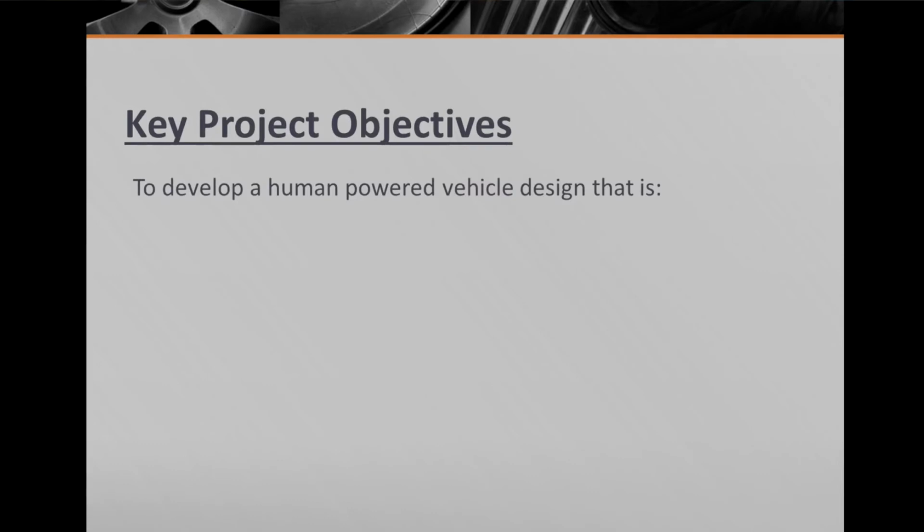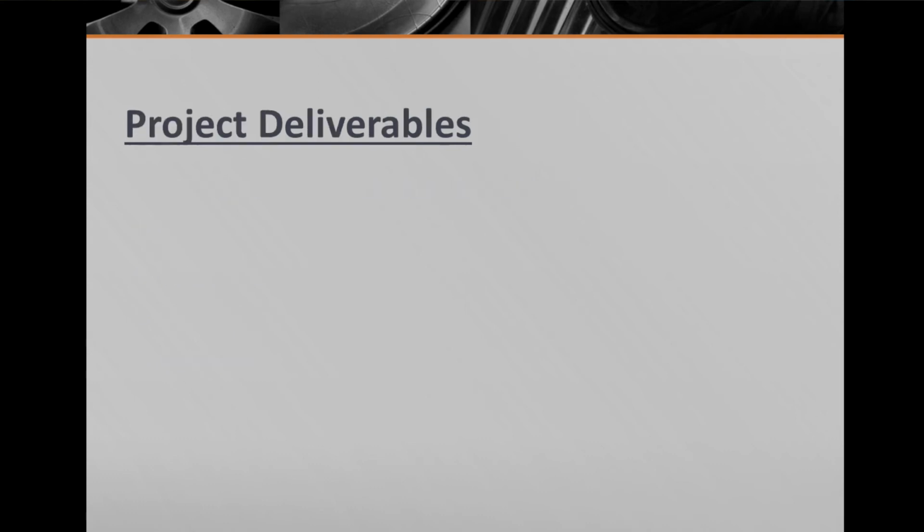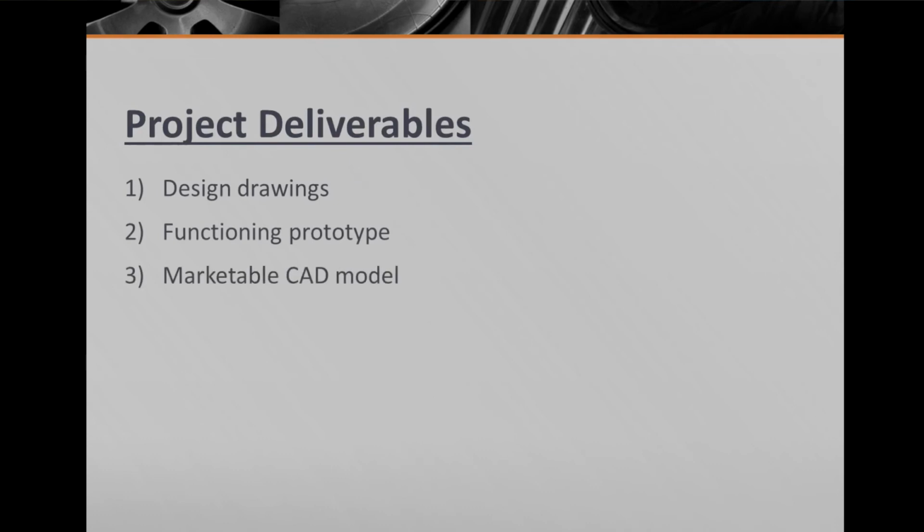Our team has been tasked with designing and building a novel human-powered vehicle. We have outlined that the key objectives of the project are to design a vehicle that is safe, innovative, marketable, and practical. A design prototype will be built to demonstrate and optimize the design functionality. Following this, computer modeling of the final design product will be developed and a scale model 3D printed.